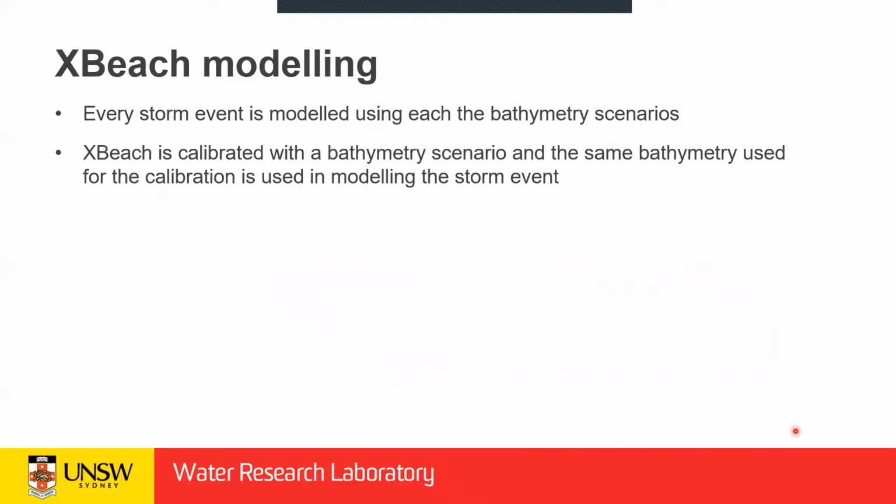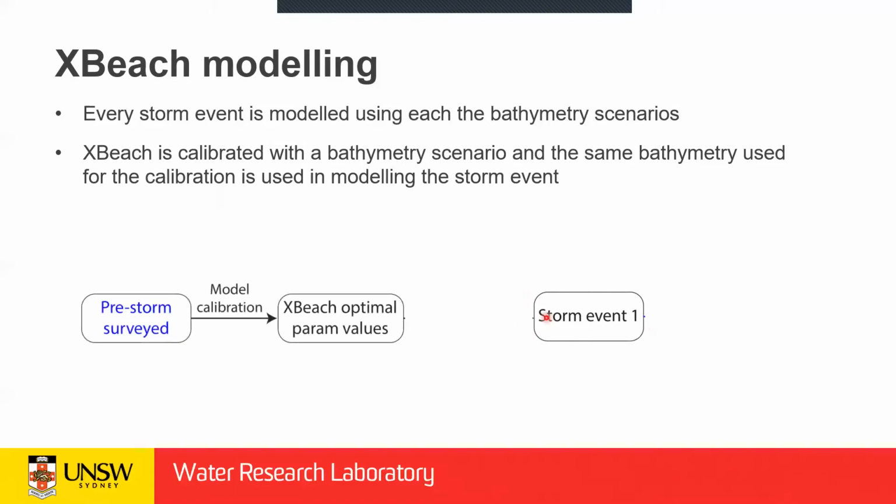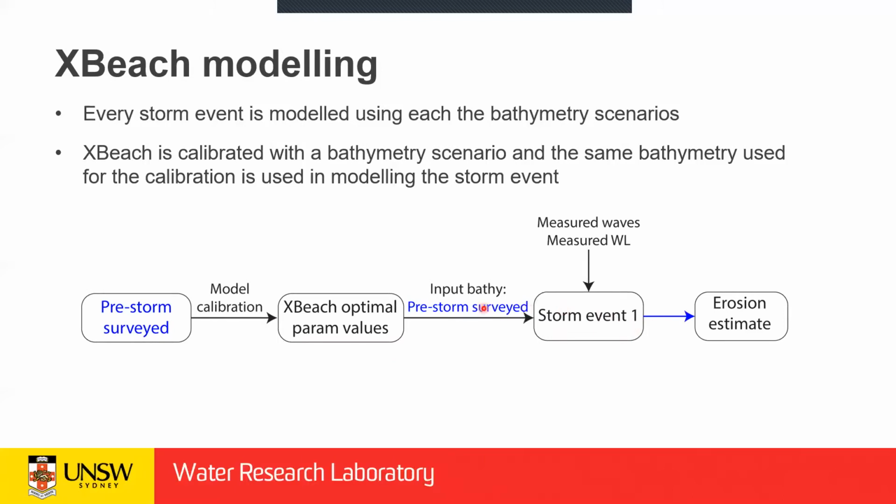Every storm event that was selected in this study was modeled using each of the bathymetry scenarios that I just described. Initially, XBeach is calibrated with a given bathymetry scenario, and the same bathymetry that's used for the calibration is used to model the storm event. If we take an example of a single storm event, we carry out a rigorous calibration process using the pre-storm surveyed bathy, and we get a set of optimal parameter values which are unique to having used that pre-storm surveyed bathy in the calibration process. We then model storm event 1, providing the pre-storm surveyed bathy as the input to the storm with the measured waves and water levels, and we get an erosion estimate.